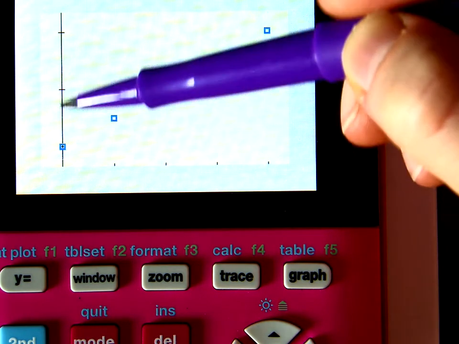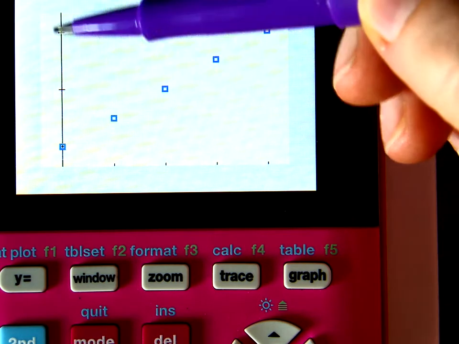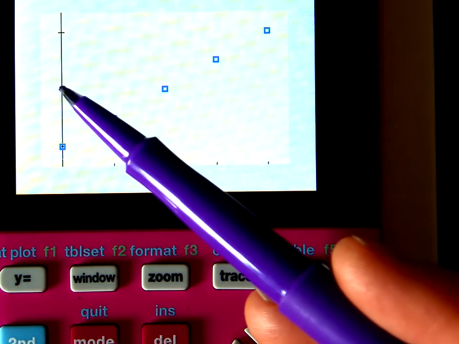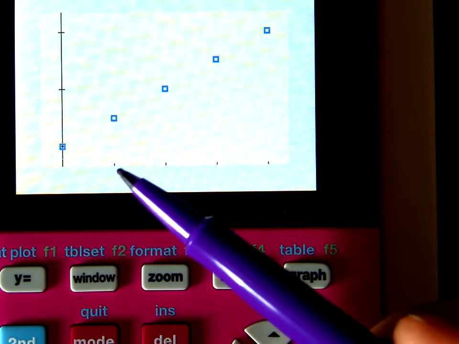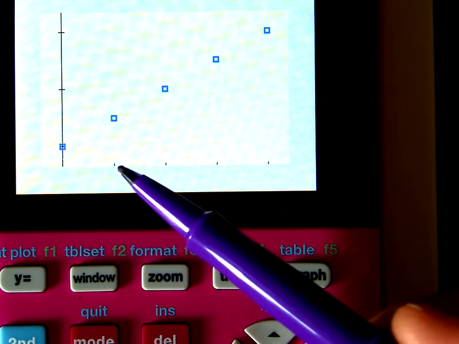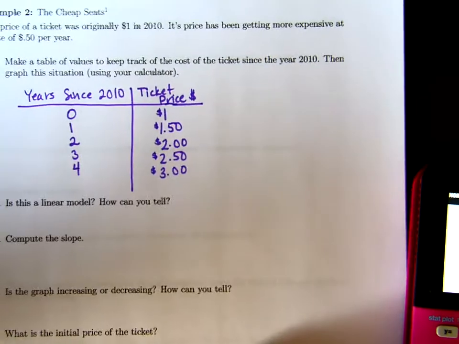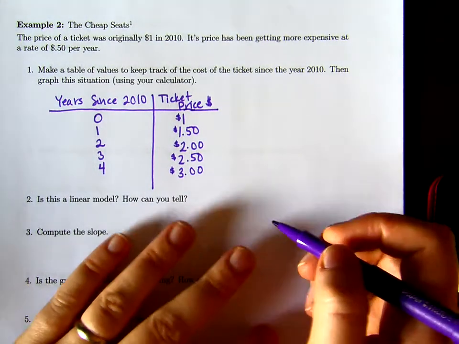Okay, so I see 1, 2, 3. This is 1, this is 2, this is 3. And I notice, oh, I see it's going up by 50 cents each year. Got it. And this would be 2010, 2011, 2012, 2013. Got it. Okay, very good. So it said, graph this situation using your calculator. Okay.